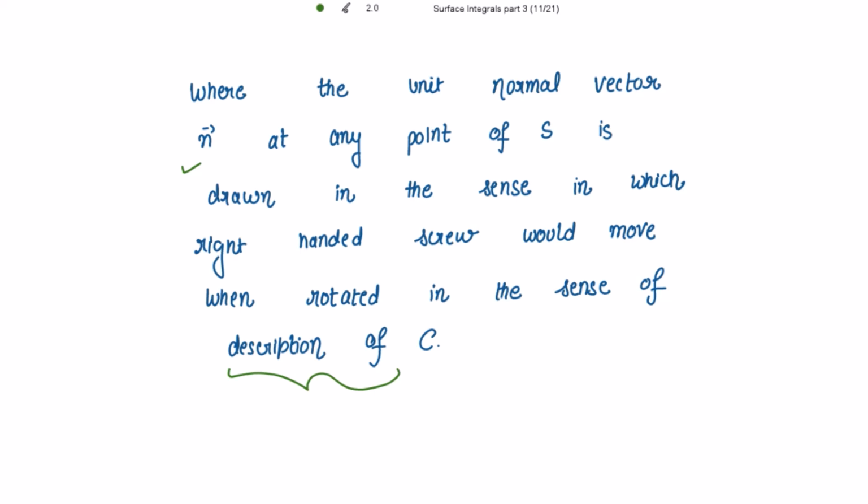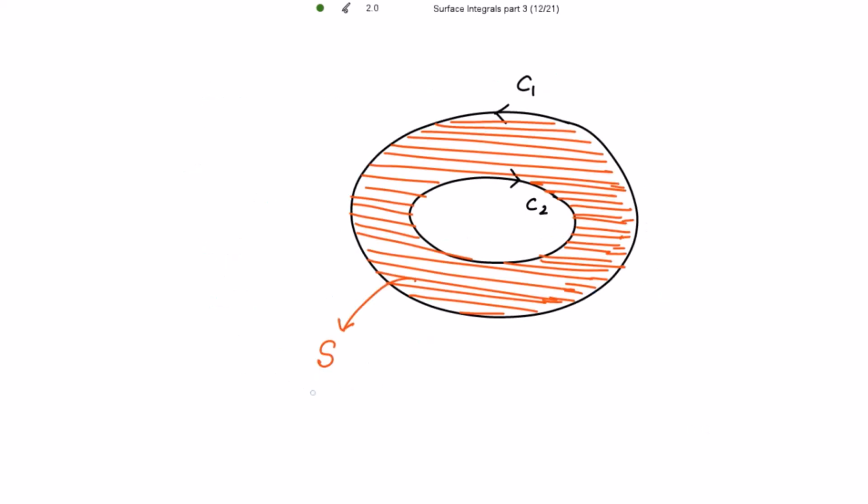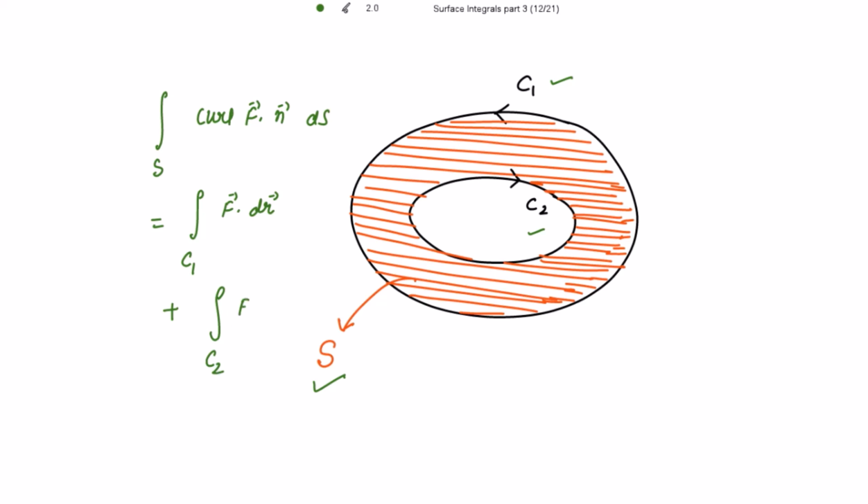This theorem also holds good if I take the surface, this orange colored one, which is bounded by these two curves C1 and C2. The surface integral of curl of f vector dot n vector ds is equal to the line integral over the curve C1 of the dot product of f vector with dr vector plus the line integral over the curve C2 of the dot product of f vector with dr vector.